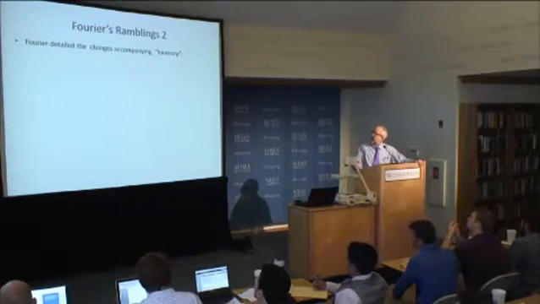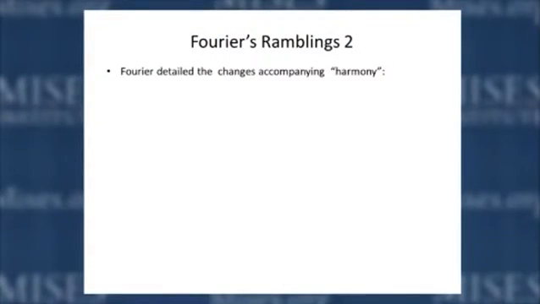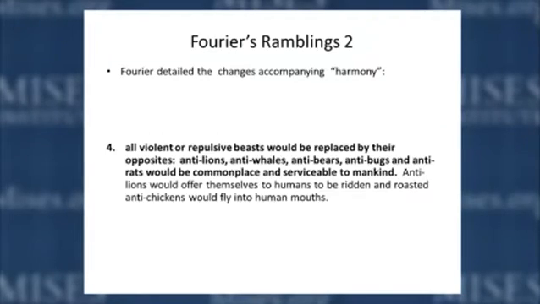Here are some other crazy things. The stage of bliss he called the stage of harmony. Six new moons would replace the one in existence. It gets better. There'll be a halo, which would shower dew down upon the earth, and it would circle the North Pole. The seas would turn to Kool-Aid or some kind of fruit juice. I wouldn't drink it. All violent or repulsive beasts would be replaced by their opposites. There'd be anti-lions, anti-whales, anti-bugs, and so on. And you could ride lions, and roasted chickens would fly into your mouth.